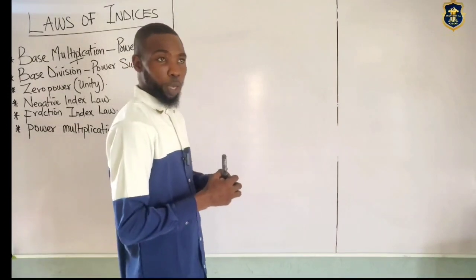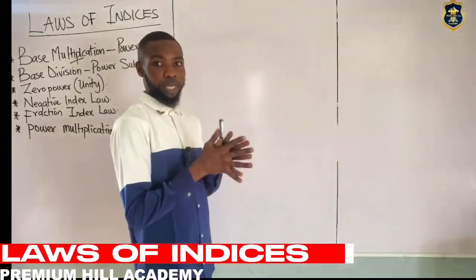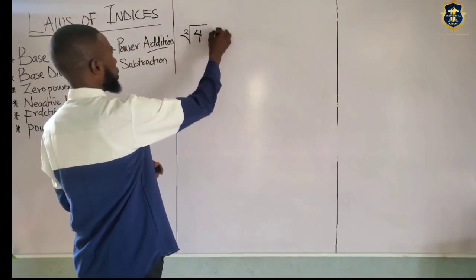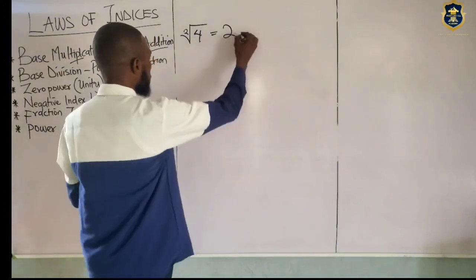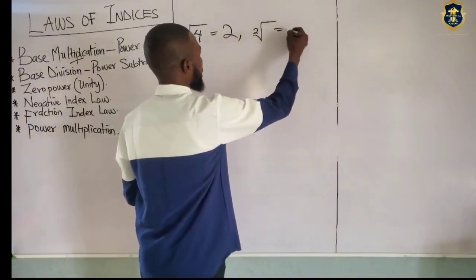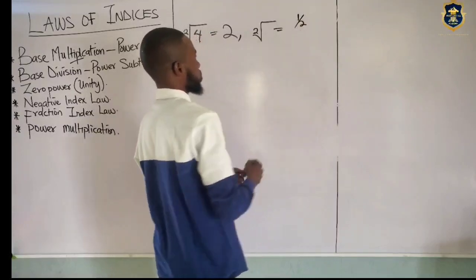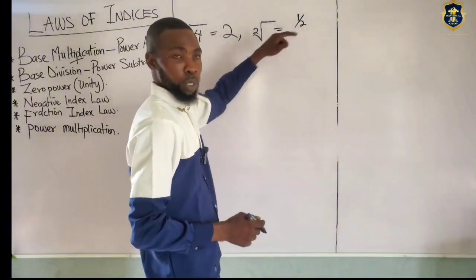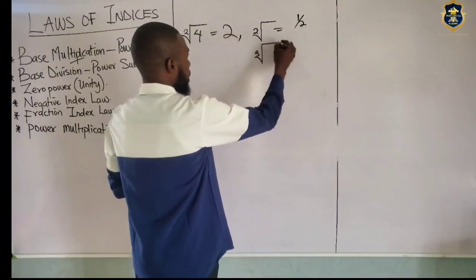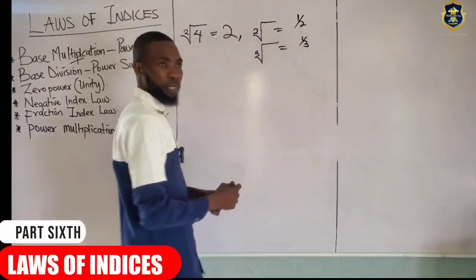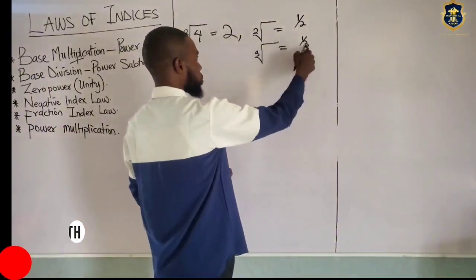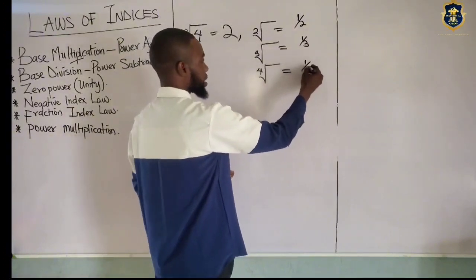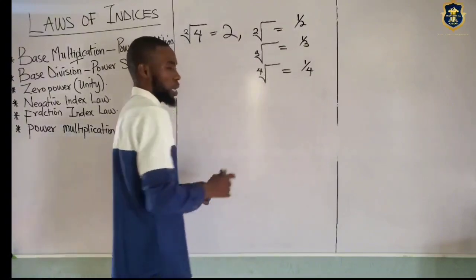Now let me show you another way of how we can simplify that further. I said the second root of 4 is 2, right? What if I tell you that the second root is the same thing as the index of 1 over 2? Yes, the second root is the index of 1 over 2, and the third root is the index of 1 over 3. Even the fourth root and so forth are indexes of 1 over their number.